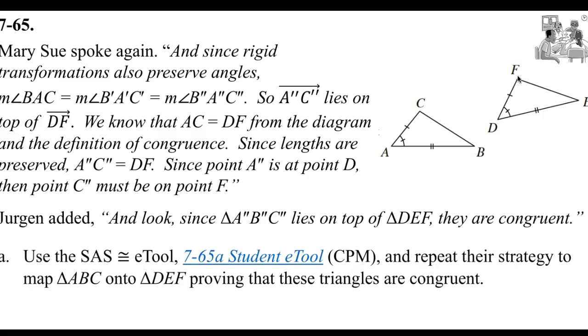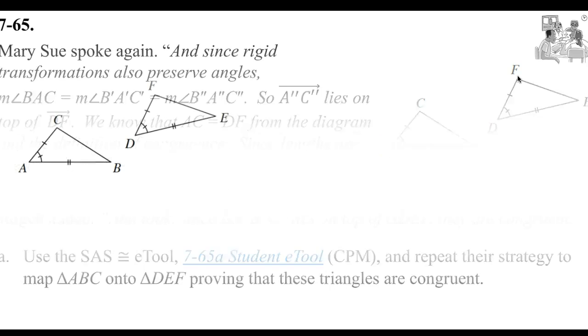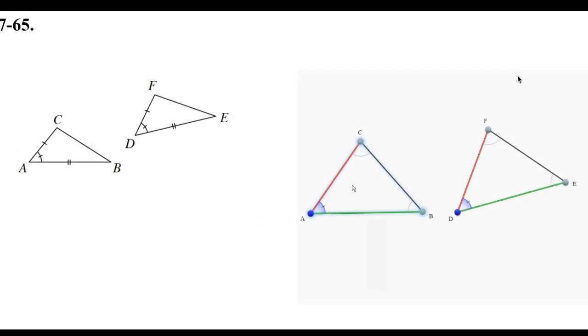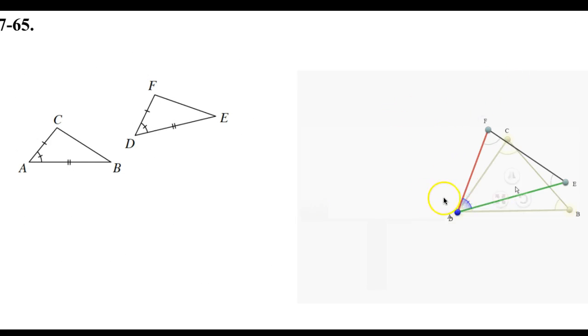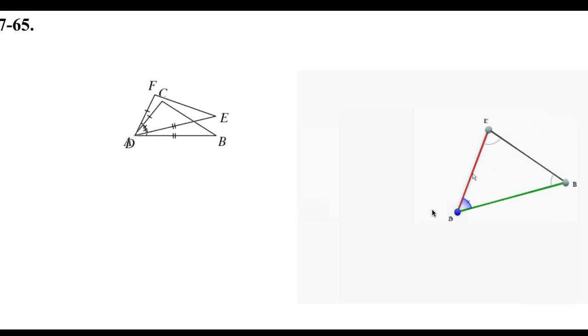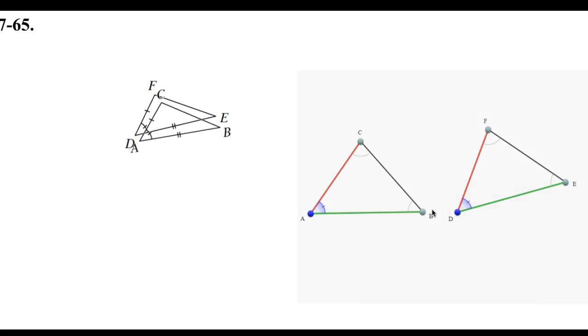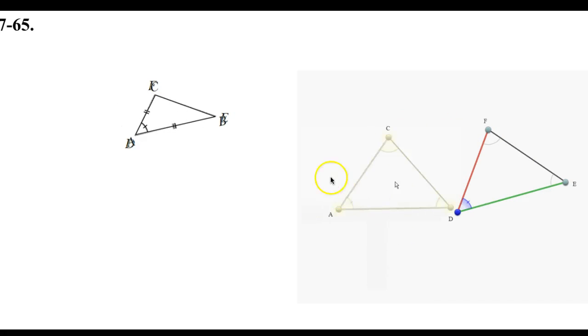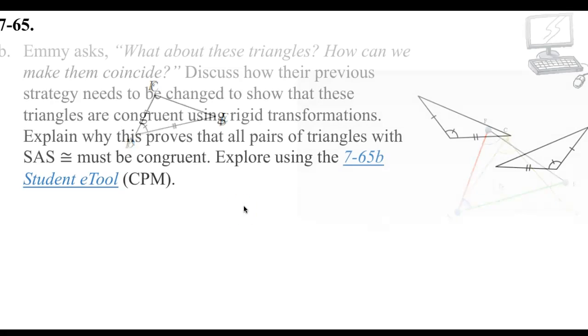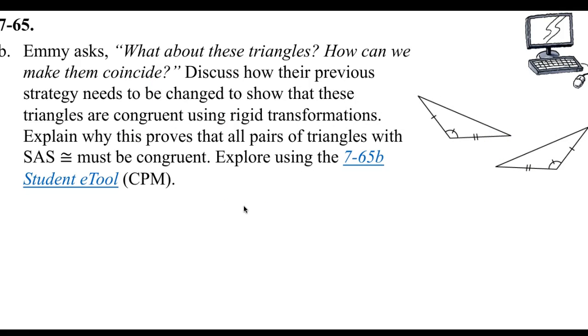Okay, so you use the E tool to kind of figure this out. So here, if we first translate it, and now we're going to rotate on point D. See how he clicks and puts the point on point D, and now we get it to line up. Okay, so basically it's a translation and rotation. Okay, and the E tool does a better job of showing it. All right, now what about these triangles?